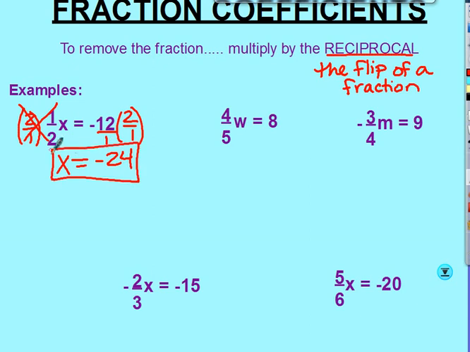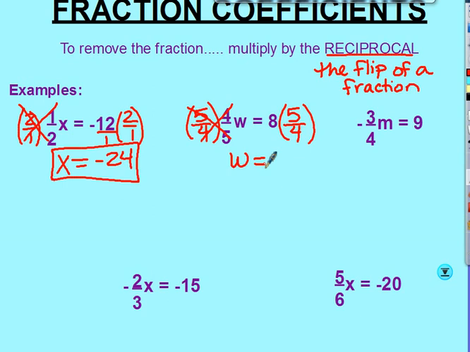Example number 2, 4/5 W equals 8. You will need to multiply both sides by the reciprocal of 4/5, which is 5/4. Notice, when you multiply 5/4 times 4/5, they cancel each other out. When you multiply reciprocals by each other, they equal 1, which is what you want, because you want your variable to have an invisible 1 in front of it.